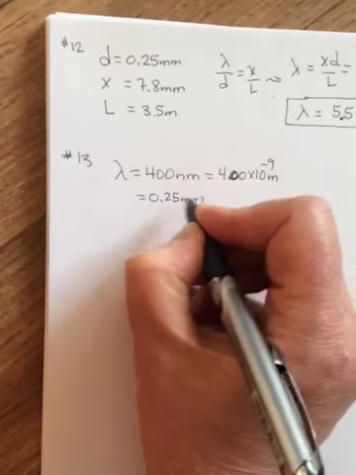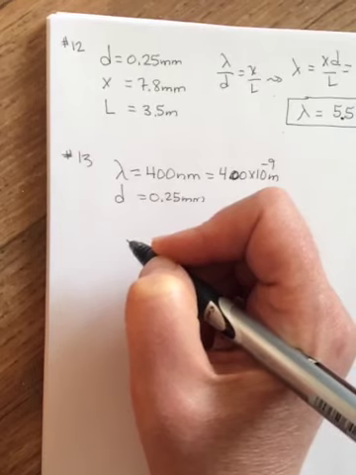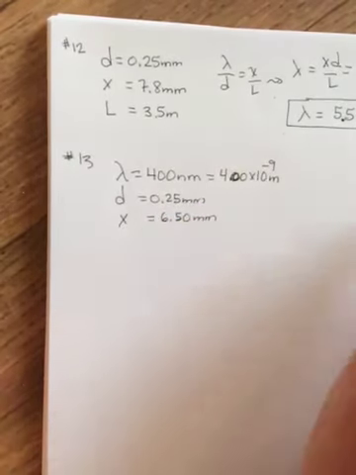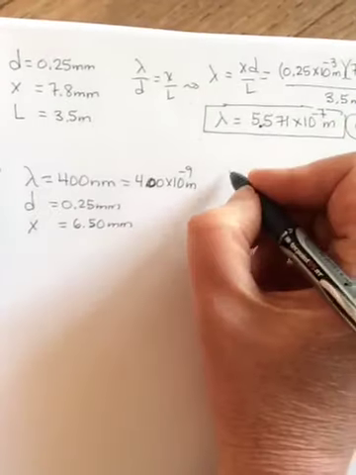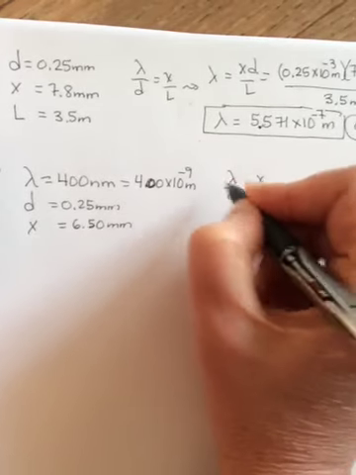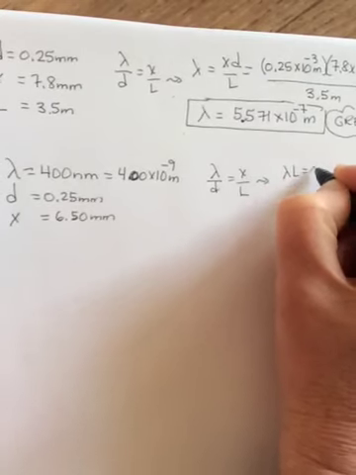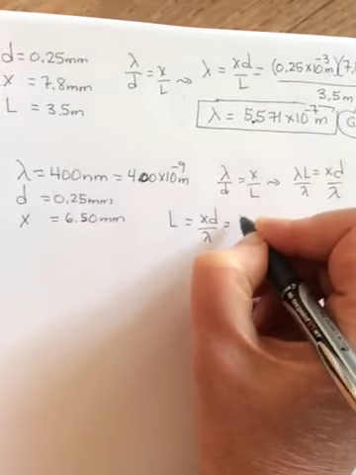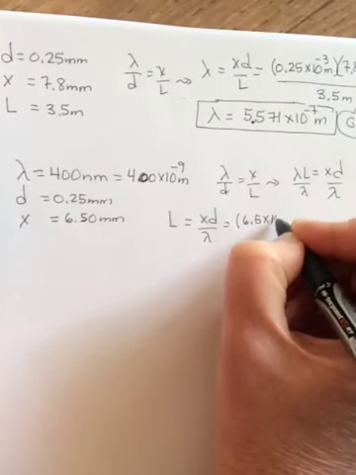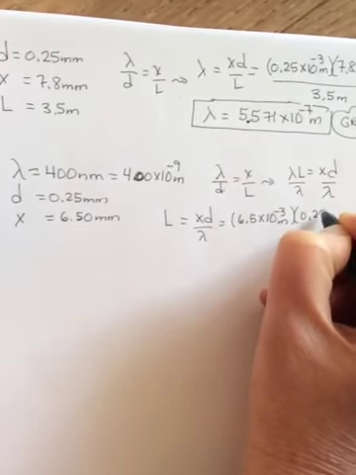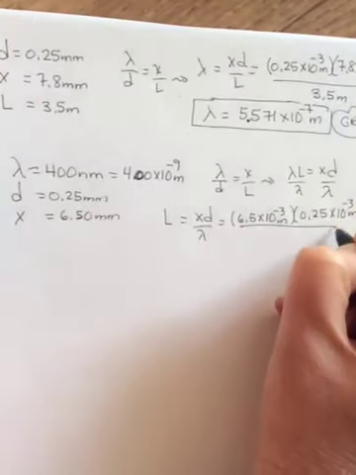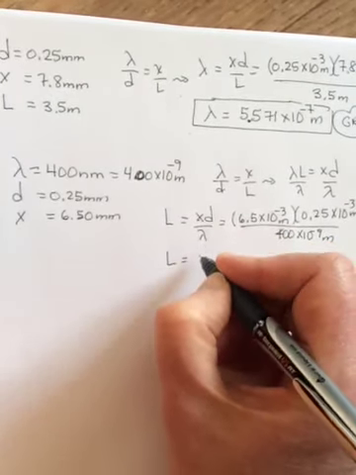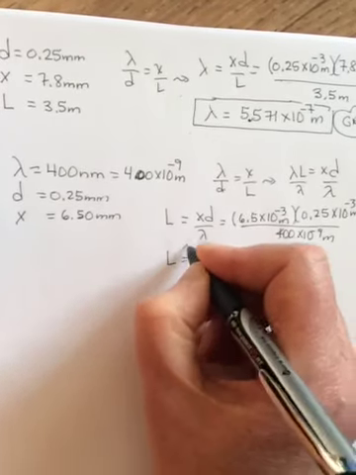The double slit's separation is 0.25 millimeters, that's D. If the bright spots on the screen appear to be 6.5 millimeters apart, distance between bright spots, that's X. How far away is the screen? You're looking for L. So lambda over D equals X over L. Cross multiply first, so it would be lambda L equals XD, and then divide both sides by lambda. So you'll have L is equal to XD over lambda. X, again, you have to go to meters, so 6.5 times 10 to the negative 3. D, 0.25 times 10 to the negative 3. And lambda, 400 times 10 to the negative 9. Punch all of this in your calculator, and you should get an L to be 4.0625 meters.